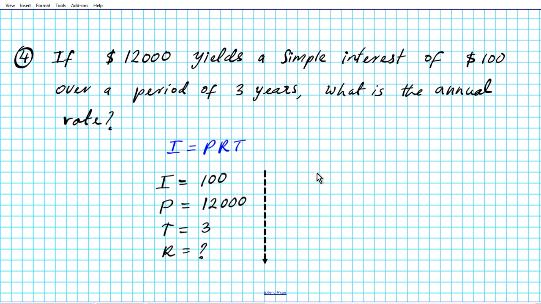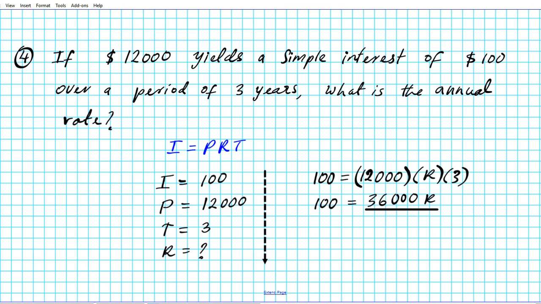We have the interest, which is 100. That is equal to the principal, 12,000, times the rate, which is unknown, and the time is 3 years. Now, what we're going to do is multiply 3 and 12,000. We have 100 equals 3 times 12 is 36,000 r. Now, to get r by itself, we're going to use algebra to do this. So we'll divide both sides by the coefficient of r, which is 36,000. So on the right side, the 36,000 cancels out.